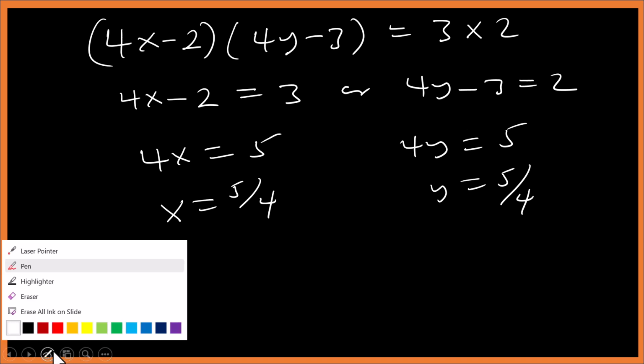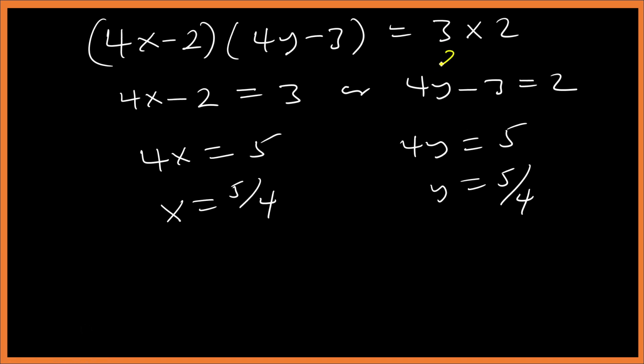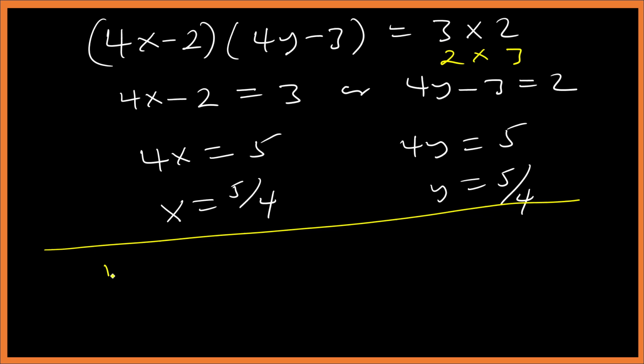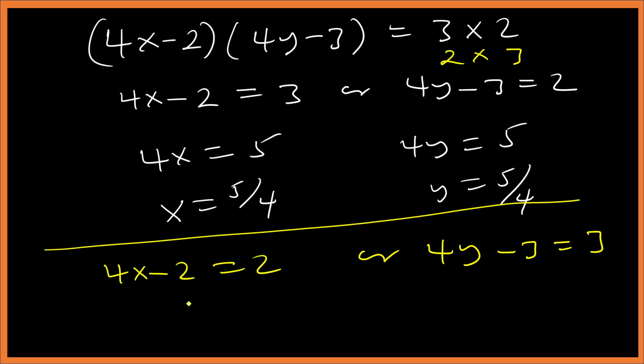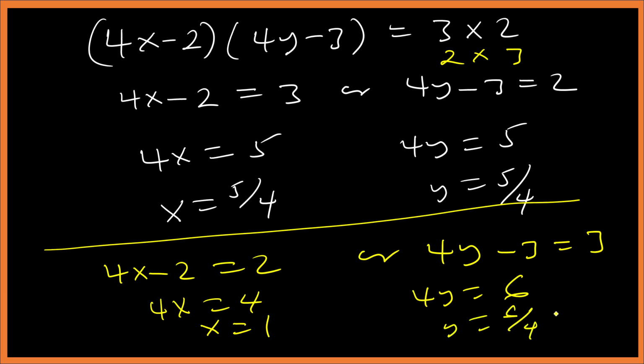Okay, and the last case will be 2 times 3. Okay, so when 4x minus 2 equals 2, or 4y minus 3 equals 3. So this side will be 4x equals 4. X equals 1. 4y equals 6. Y equals 6 on 4, which is 3 on 2. So we have another case.